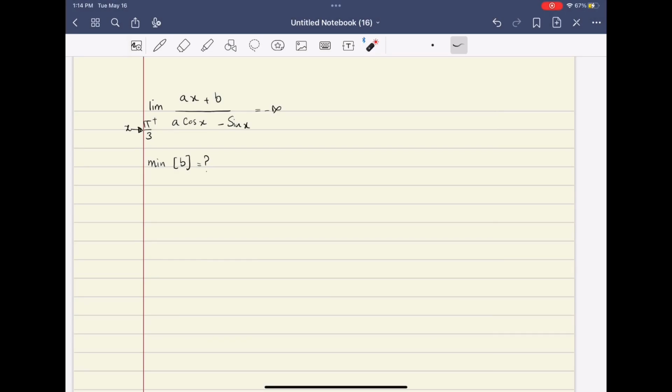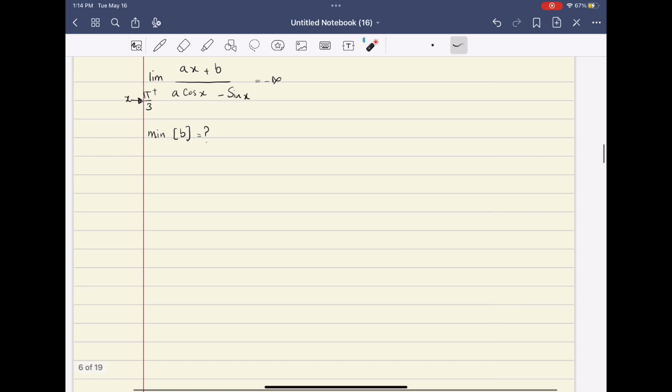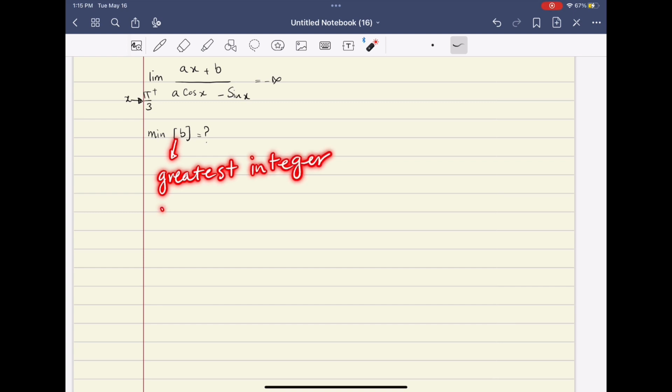So today we have a very decent question of limits that says if we have this limit of (a times x plus b) over (a cosine x minus sine x) equals negative infinity, x approaching pi over 3 from the positive or right hand side, what would be the minimum amount of the greatest integer less than or equal to b?